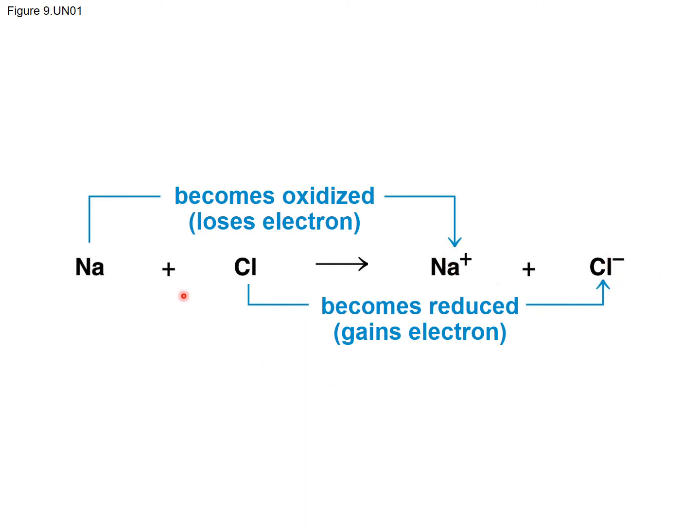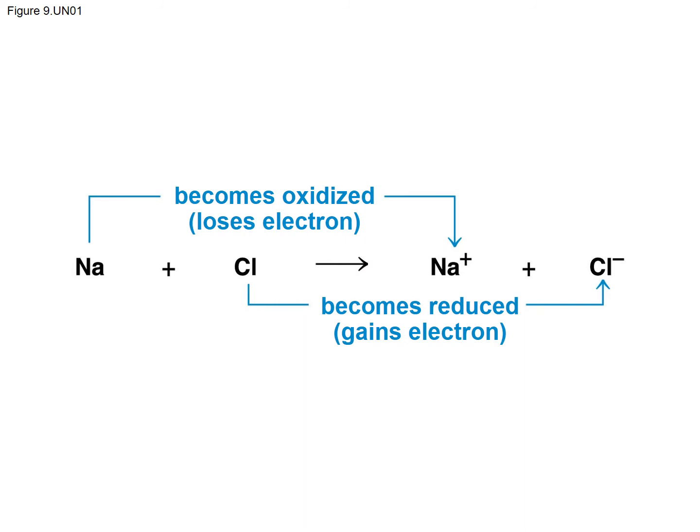What is actually happening here is that we have sodium, and it loses an electron. Remember, chlorine steals that electron from sodium. Because sodium loses an electron, it becomes oxidized. Then chlorine, because it gains that electron, becomes reduced. So you can see they're coupled together. Oxidation, reduction. Both of them happen together.